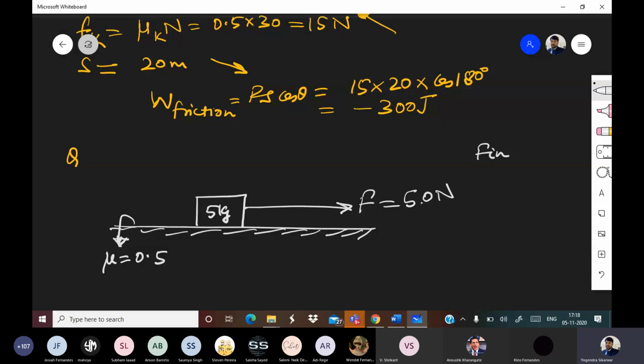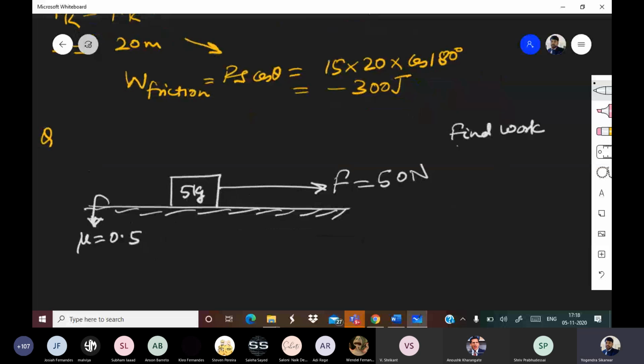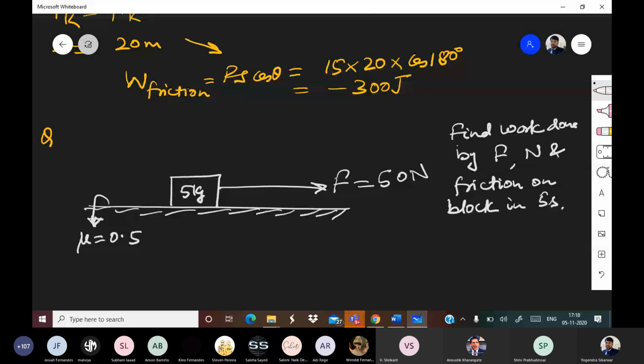Sir, it's 50 Newton or 5 Newton? 50. Okay, sir. Find work done by F, N and friction on the block in 5 seconds. Okay, you need to find the answer. I want all of you to solve this and get the answer. Please attempt.